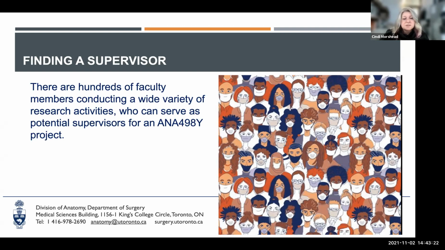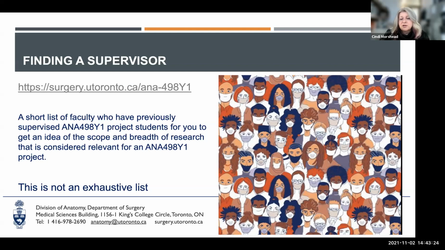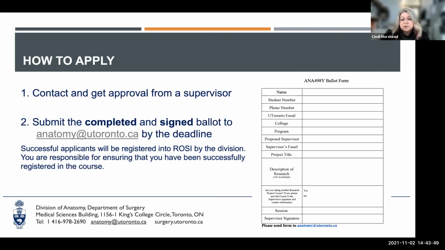There's hundreds. What we have to help you narrow it down, and something to maybe take a look at, is at the link that I'm showing you here, a short list of faculty who have previously supervised Anatomy 498 students. This will give you an idea of the scope and breadth of the research that would be considered relevant for this project. So it might be worth it. It's certainly not an exhaustive list, and you can certainly find people outside of that list to supervise you.